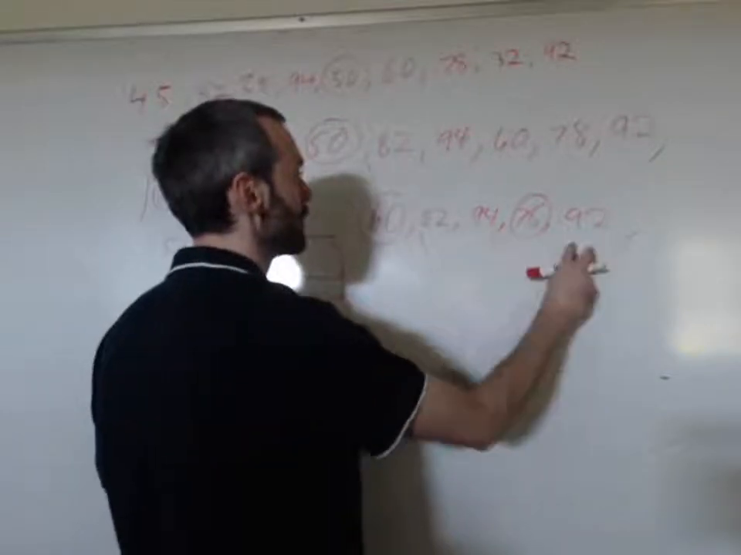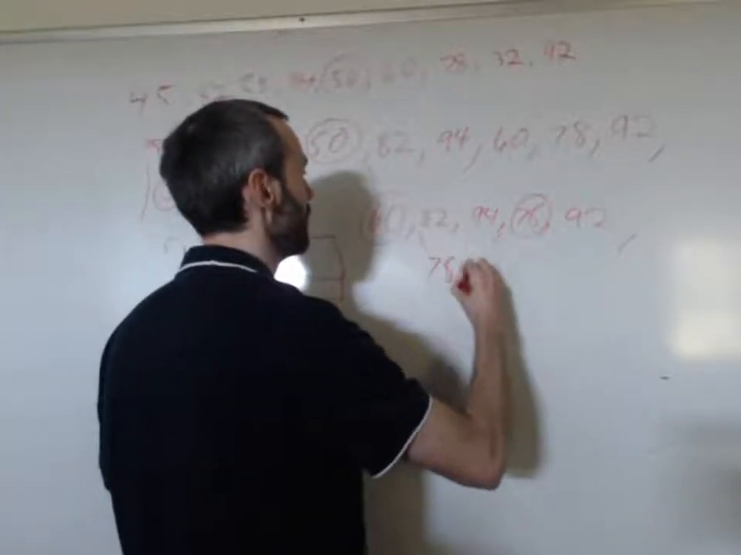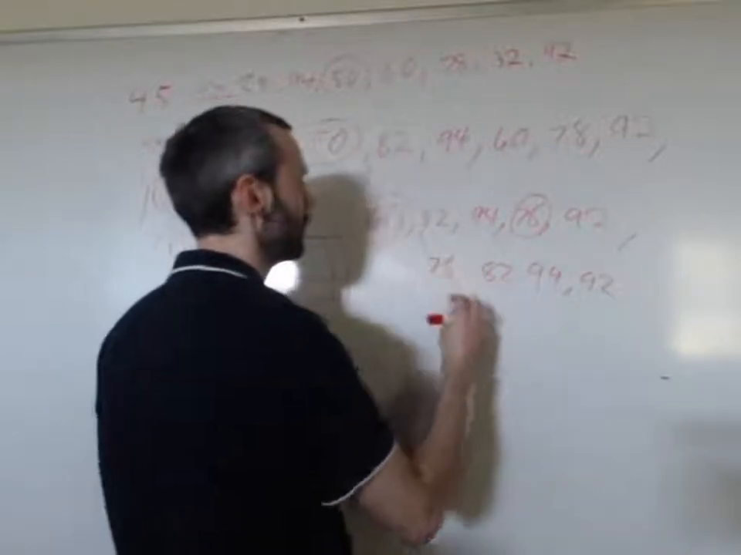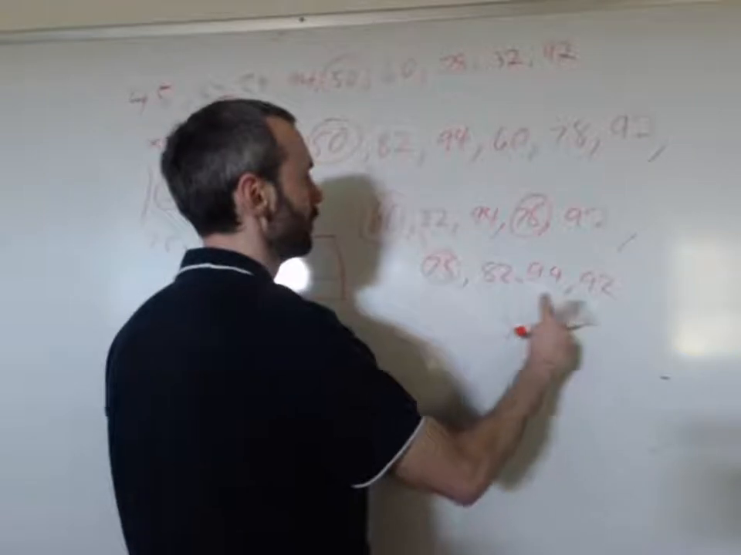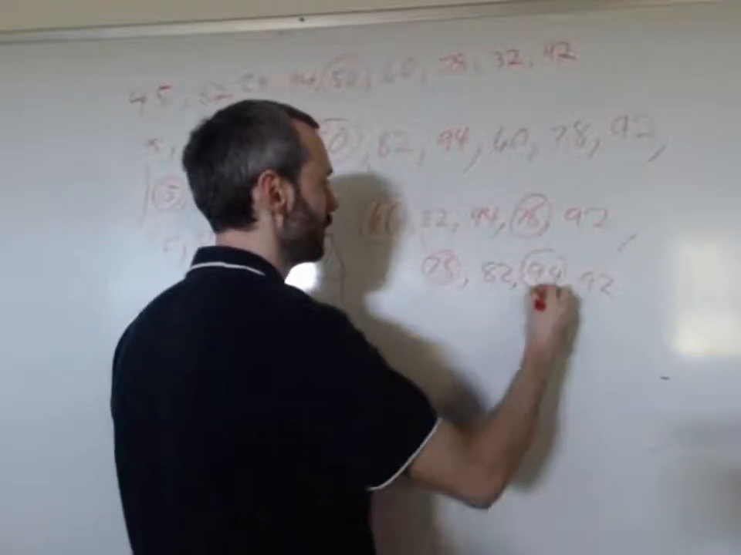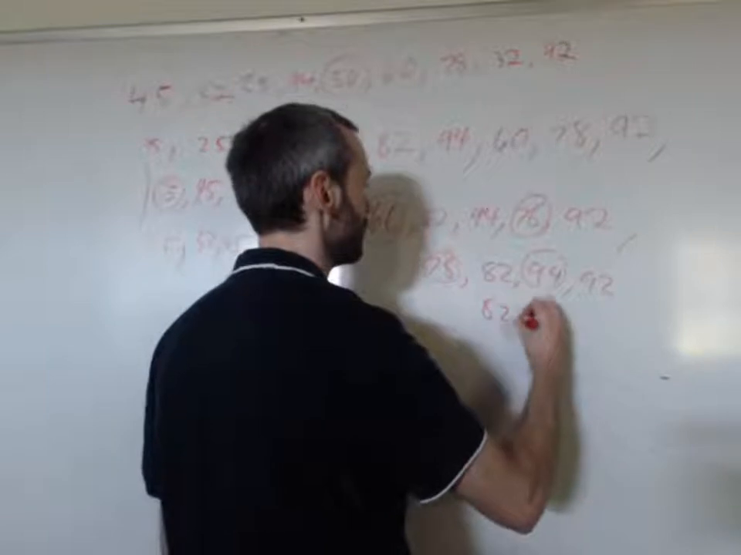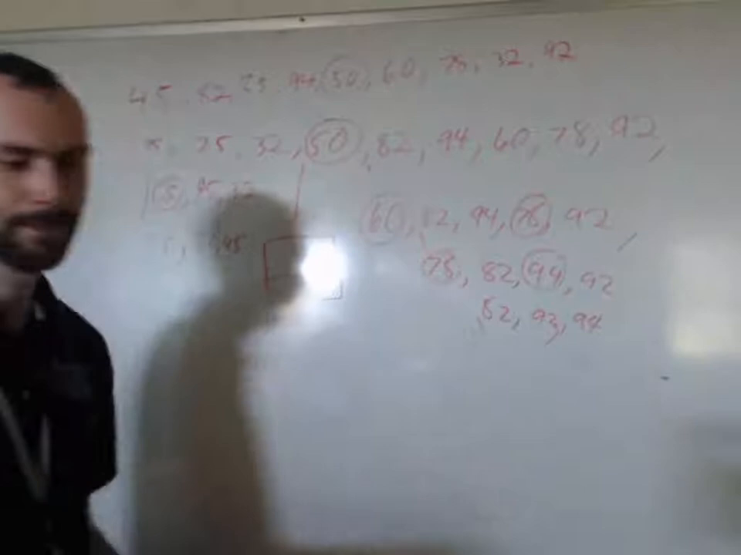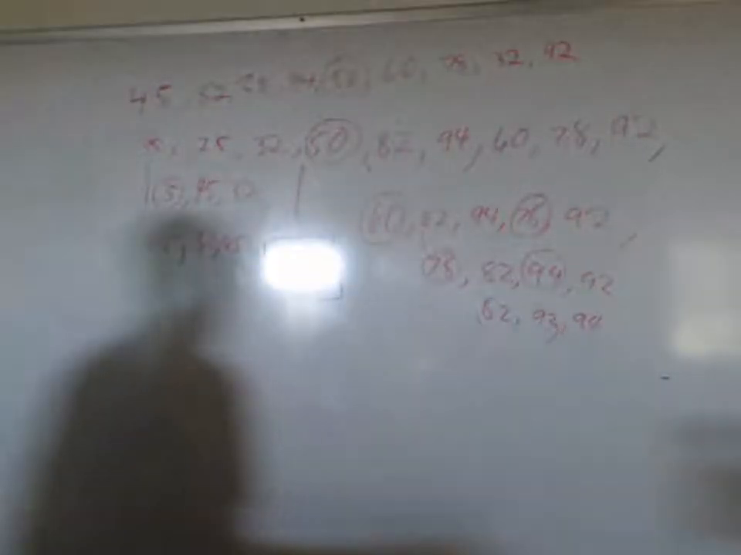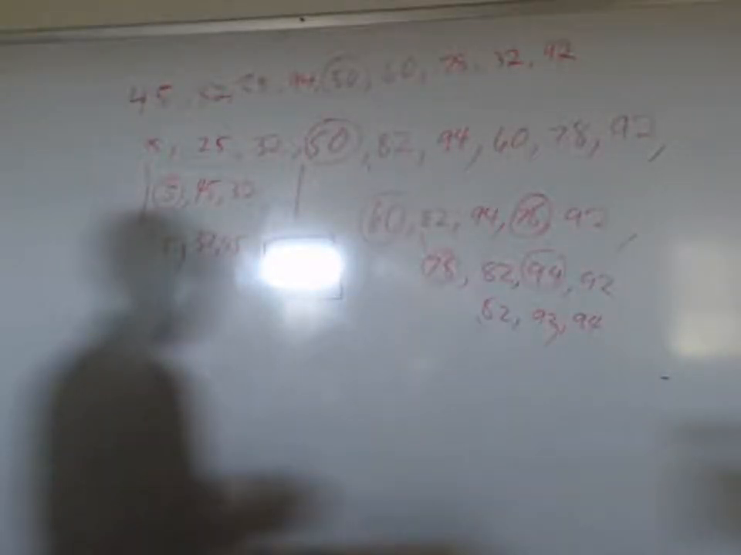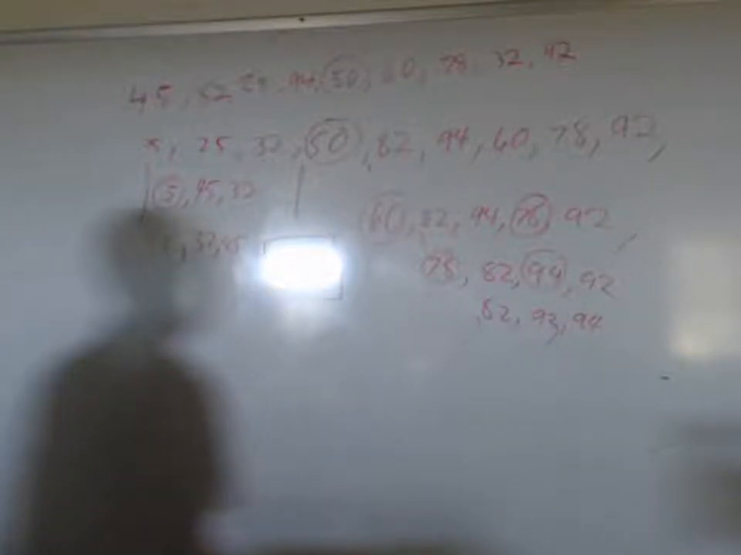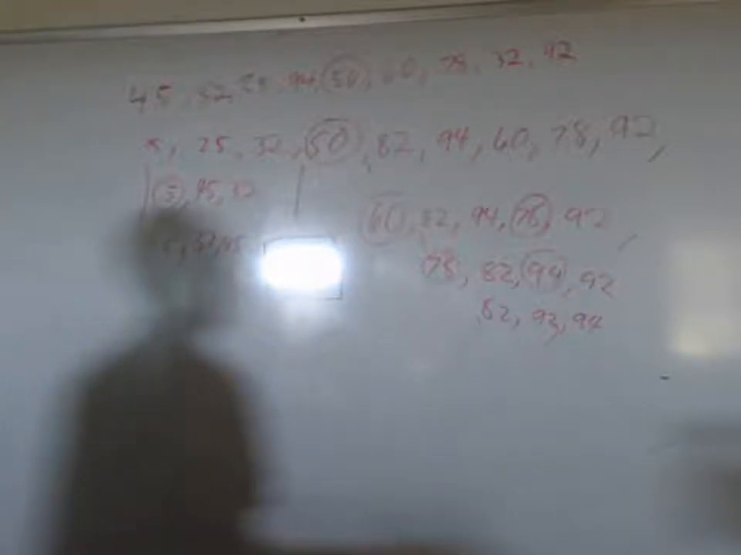Again, circle it. Any numbers less than 78? No, so we got 78, 82, 94, 92. All right, so we're done here. Pivot, 94. What are less than? Well, we have 82, 92, and 94. You would recurse one more time, and then you'd be done. All right, you'll see the steps here. The way I did it up on the board is not exactly how code would necessarily do it. I just wanted to make it so pictorially you can see what is happening.